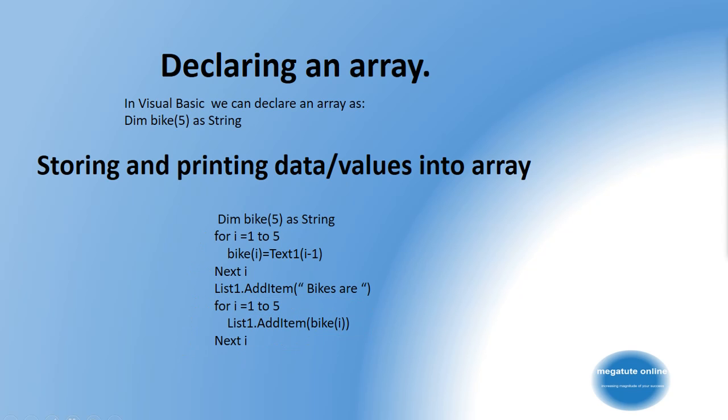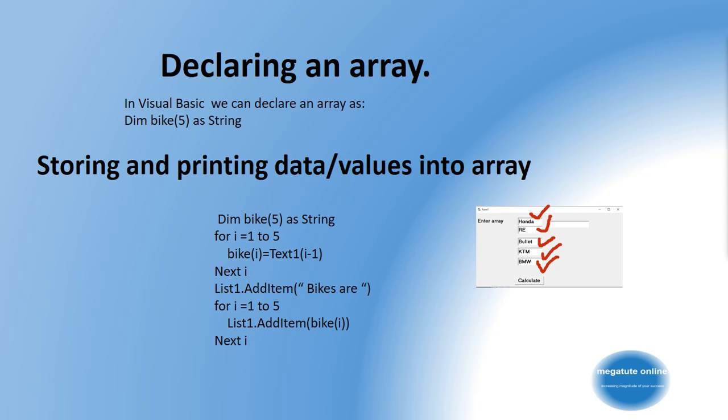When we actually run it, we'll see something like this will appear. So here you can see that there are 5 text boxes. Each one of them has the name Text1, with index Text1(0), Text1(1), Text1(2), Text1(3), and Text1(4).